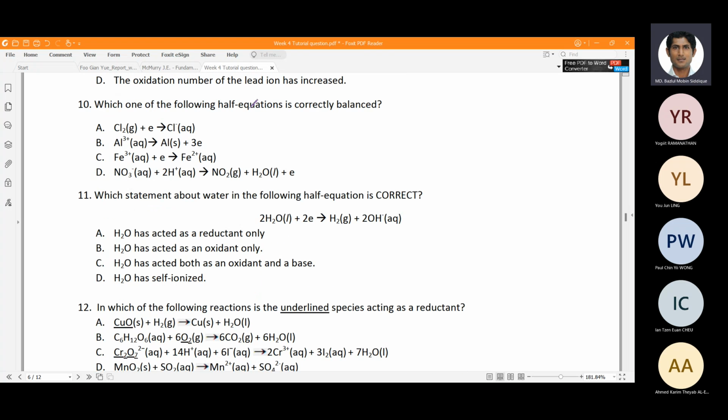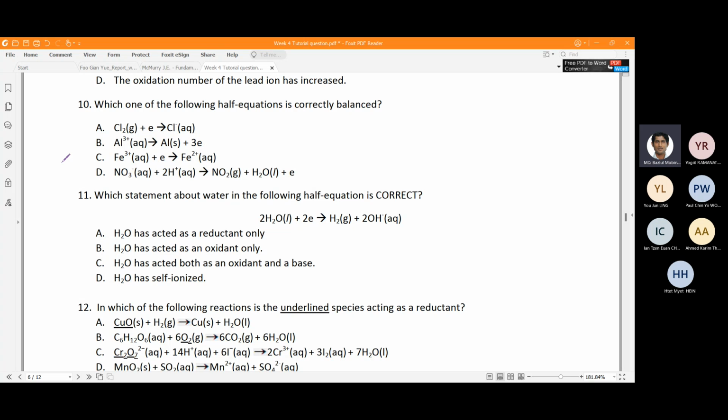Question number 10. Which one of the following half reactions is correctly balanced? Anybody? Oh, it's already given the answer, but why? Chlorine, it says 2 chlorine atoms in a chlorine molecule, that is a diatomic molecule, right? Chlorine, fluorine, oxygen, nitrogen, iodine, they are diatomic. So chlorine takes an electron to become negative. It is not true because there are 2 atoms, so at least 2 electrons should be there, so it is not balanced.